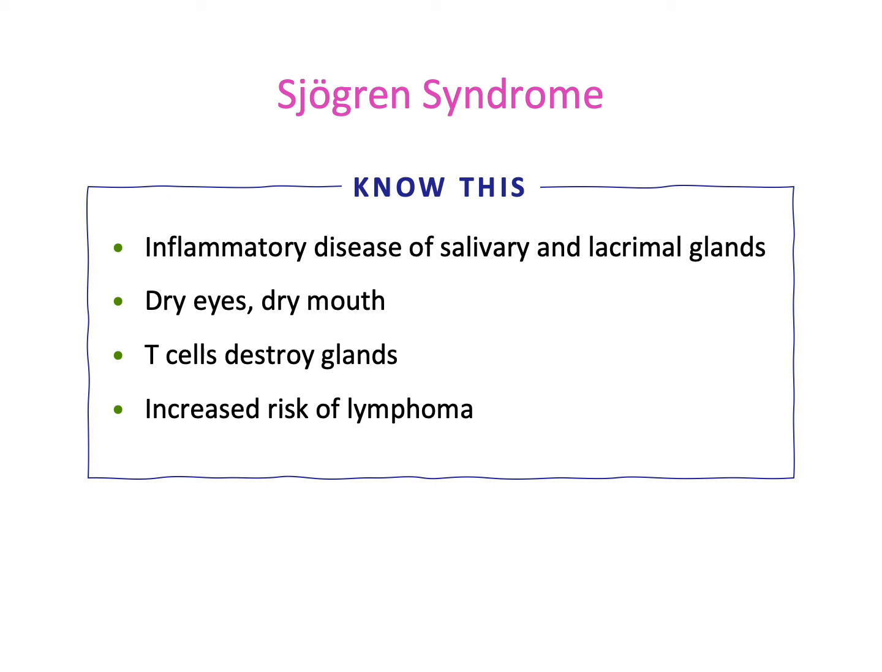Another important part of this disease that patients need to know about is that they have an increased risk of lymphoma. It's about 40 times normal, and it tends to show up in the salivary glands, so you can just test for that on an annual basis by doing biopsies.